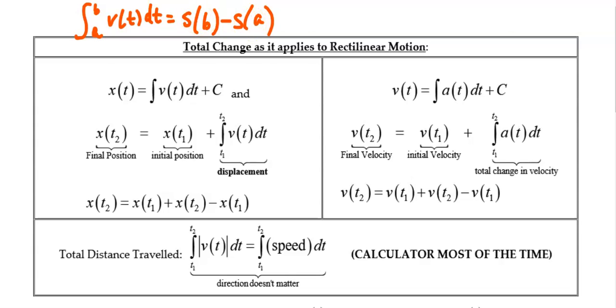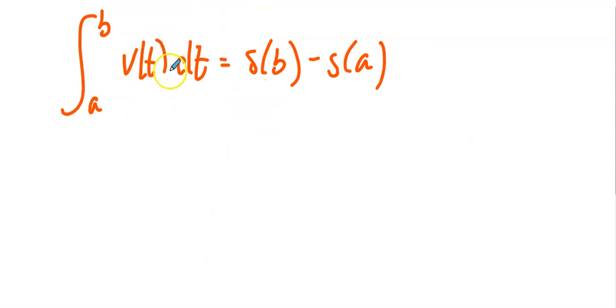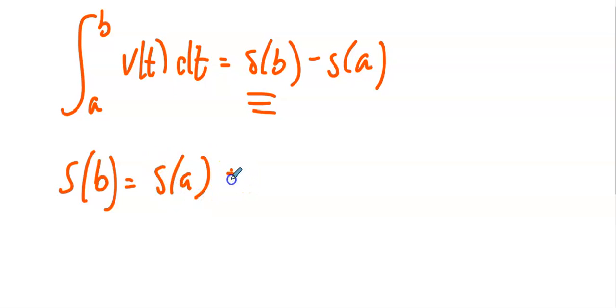To give myself a little bit more room, I just rewrote what we just wrote right here. So when we integrate velocity, we get position back, s of b minus s of a. And so let me go ahead and solve for s of b. All I have to do is move s of a over. So s of b is going to be equal to s of a plus the integration from a to b of v of t dt.